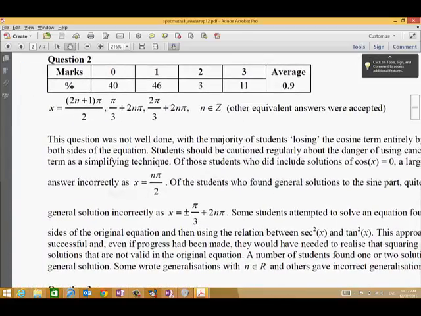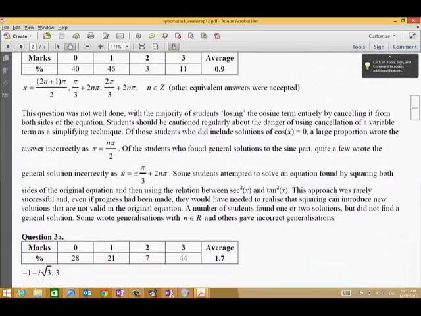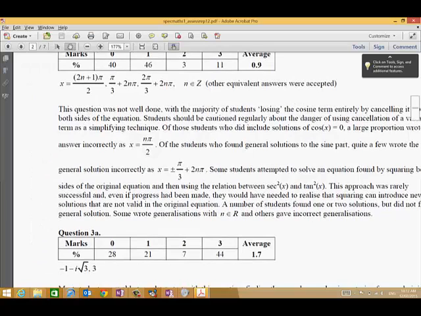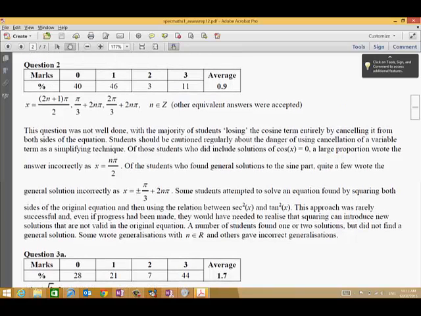Cancelling it from both sides of the equation. Students should be cautioned regularly about the danger of using cancellation of variable terms as a simplifying technique. Because cos of x equals 0 is a solution, you cannot just eliminate that. Of the students who found general solutions to the sine part, quite a few wrote the general solution incorrectly. That's very understandable. It was not done very well, a lot of the time because of the notation students were using as well.